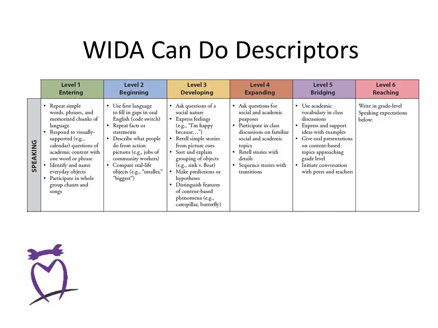The WIDA can-do descriptors for speaking start with simple words or phrases in level 1 and continue to increase in difficulty. By the time they reach level 5, the student can fluently speak in English.